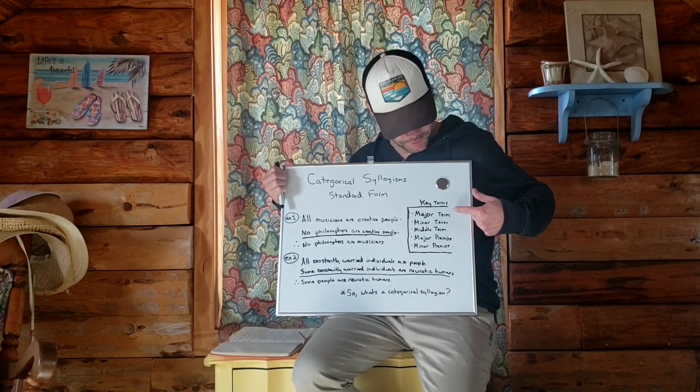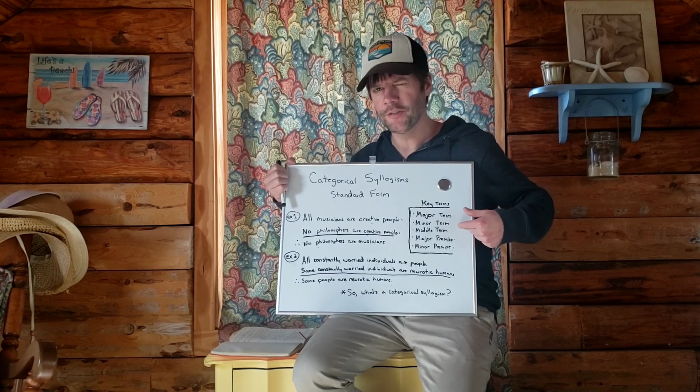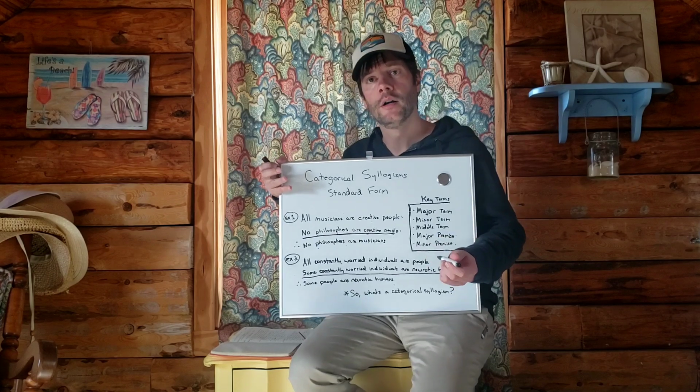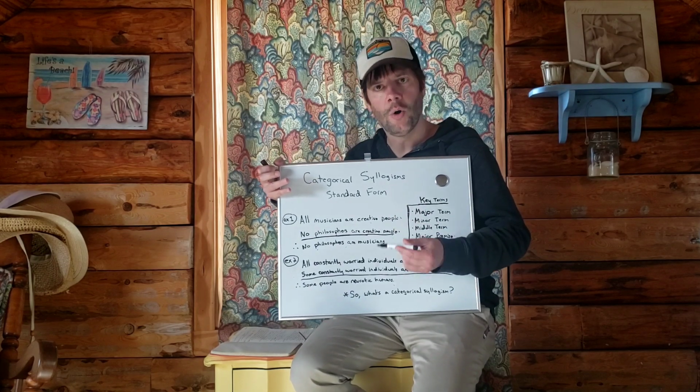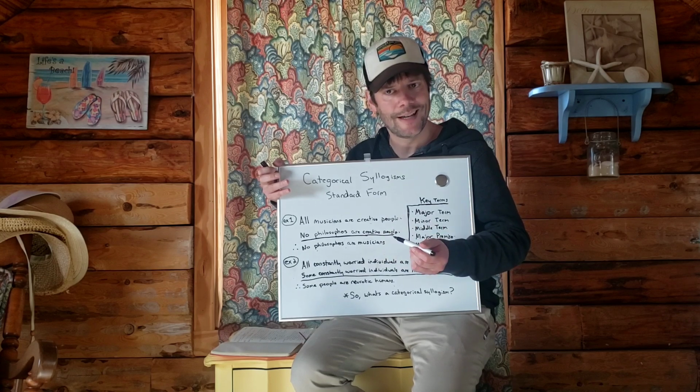We see some key terms over here: the major term, minor term, and middle term. Let's talk about what they are. In order to find the major and minor term of any syllogism, the place you always have to look is the conclusion. The conclusion is going to tell you everything.